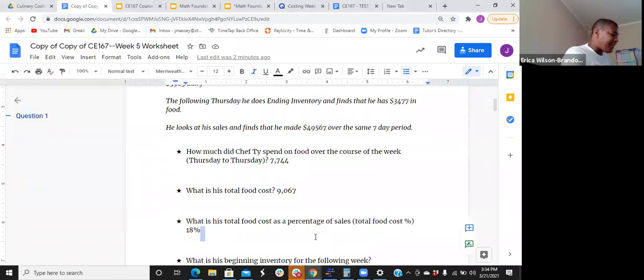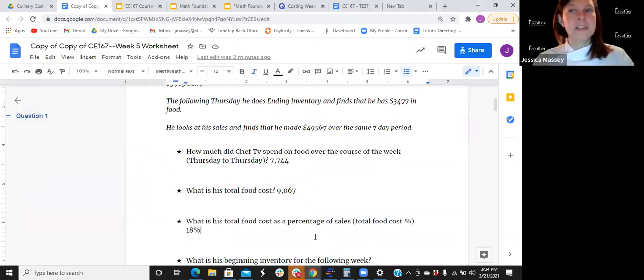So now we've got to multiply. Yep, because we're getting a percentage. So it gives you a decimal. You want to get that decimal to a percentage.